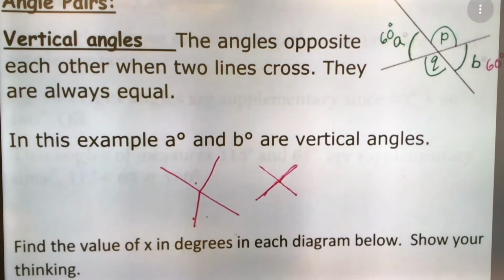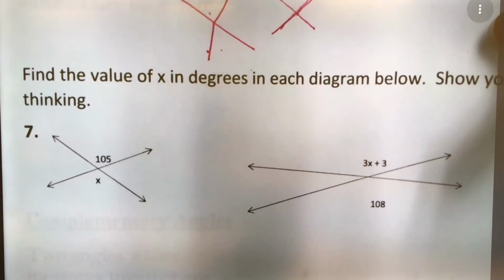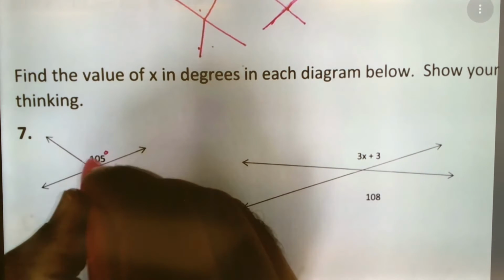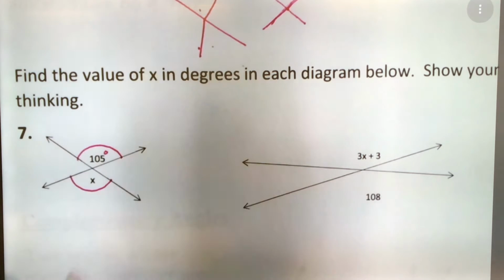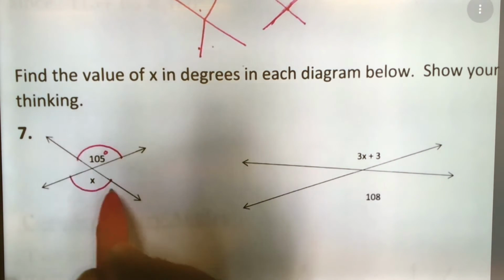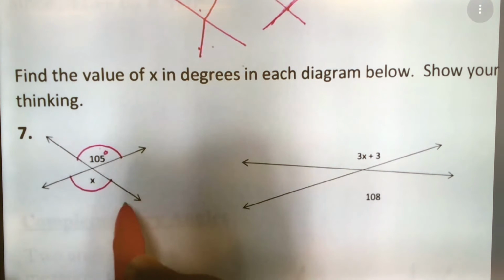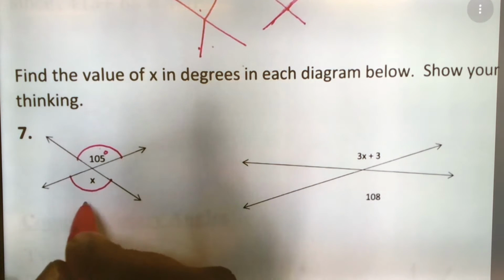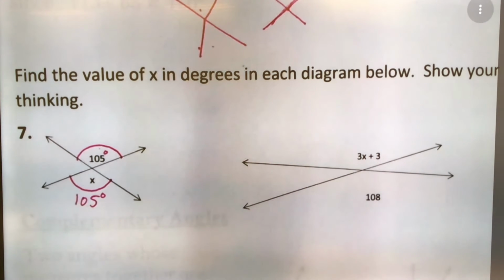So I have two questions to find the answer for x. Here this angle is 105 degrees. I need to figure out how much the angle x is. You already know that these two angles are vertical angles because they are opposite each other at an intersecting line. So the measure of angle x is also 105 degrees because vertical angles are congruent.